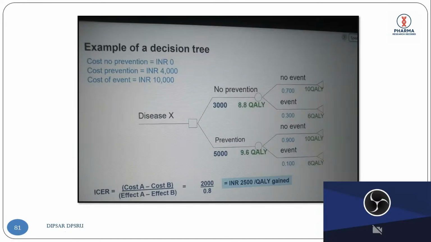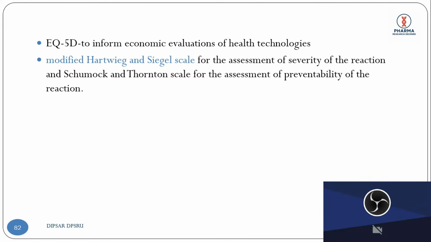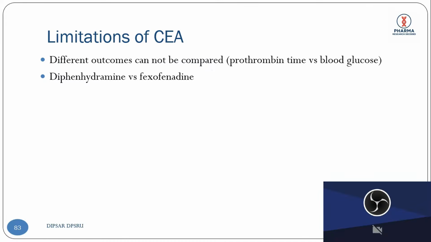This is a screenshot of, I think, one book or somewhere else I have taken it. So EQ5D to inform economic evaluation of health technology. I am not going to talk about HTA, but the limitation of CEA, cost effectiveness analysis. Limitation is different outcomes cannot be compared. You can't compare prothrombin time versus blood glucose, right? So different outcomes you can't compare in cost effectiveness analysis. You can't compare different classes of medicines. If you are comparing rheumatoid arthritis with diabetes, you can't do it. You can't compare diphenhydramine with fexofenadine, right?